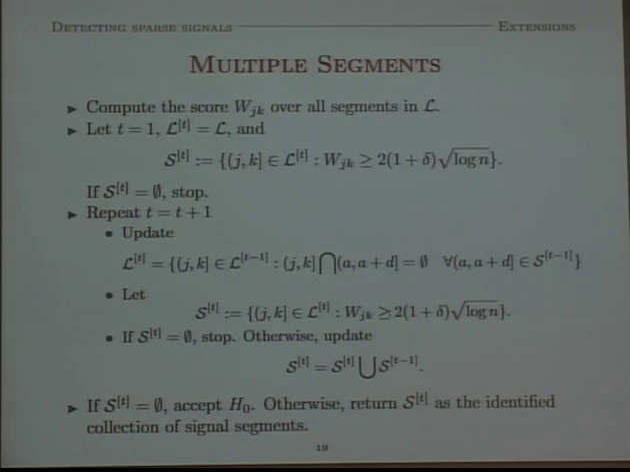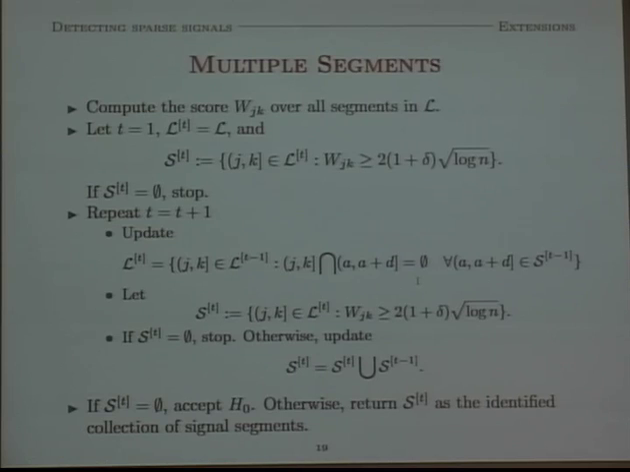Another practical issue, also arising in one of the questions before, is how do we handle multiple segments? The notation is a little bit complicated here, but the idea is very simple. We first start by having a collection of all candidate intervals. Then I'm going to do a scan over all these intervals, computing the likelihood that there is a signal in any one of these segments. And I take the maximum one. If the maximum one is below the threshold, of course, that indicates there's no signal at all.